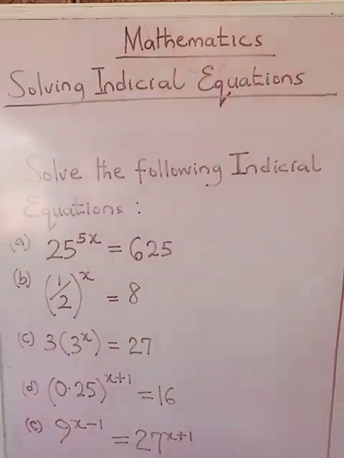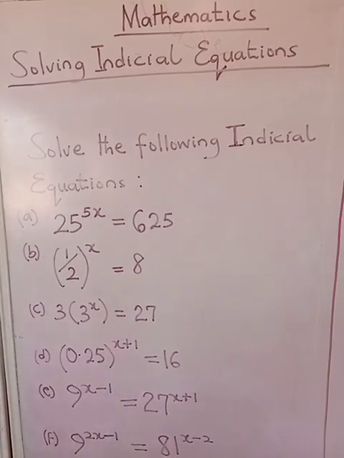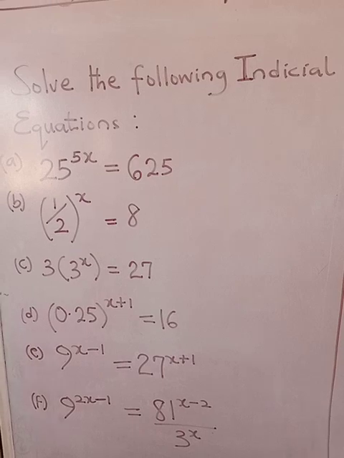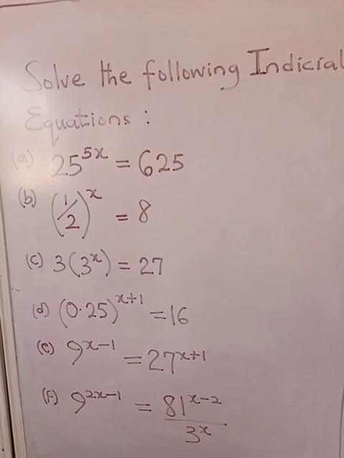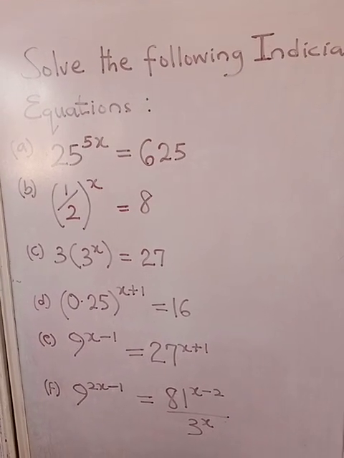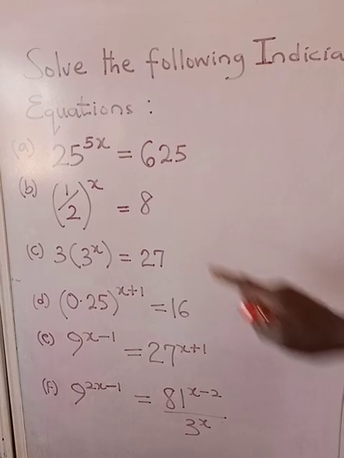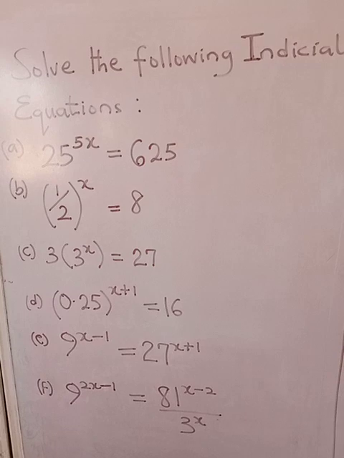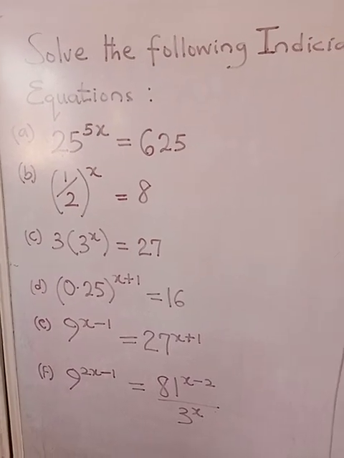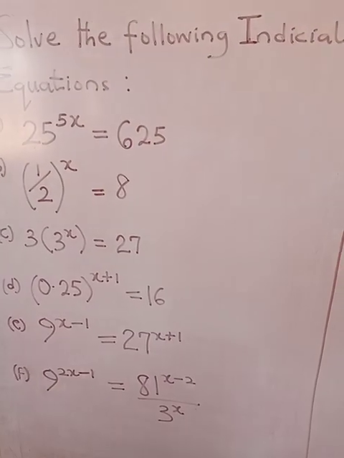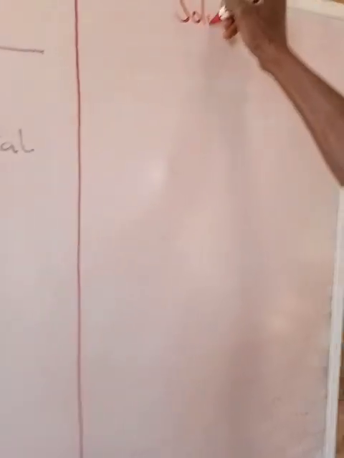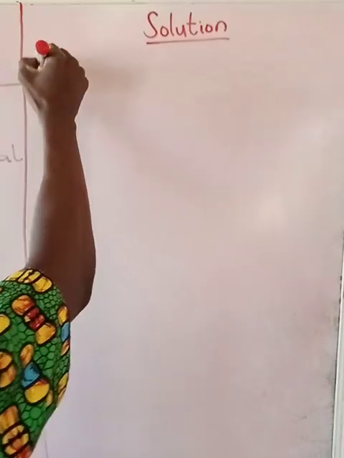Solve the following indicial equations. The first one, 25 raised to power 5x equals 625. When you hear equation, that means there is an equal to sign in between. That's the difference between expression and equation. These are equations. So the first one, let's go to the solution now. The first one, we solve it together.